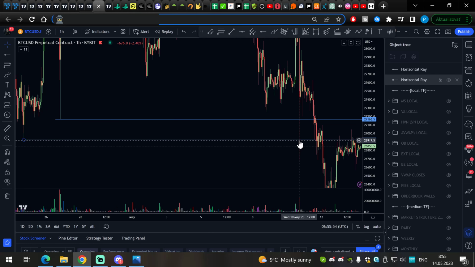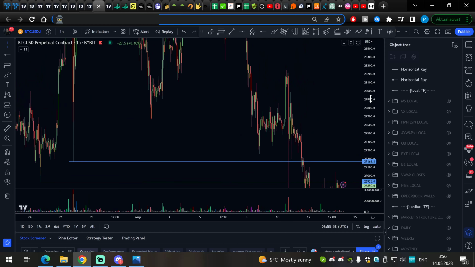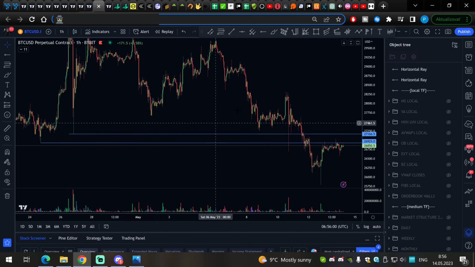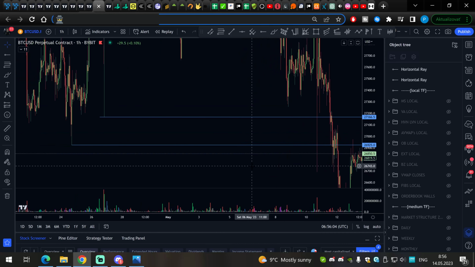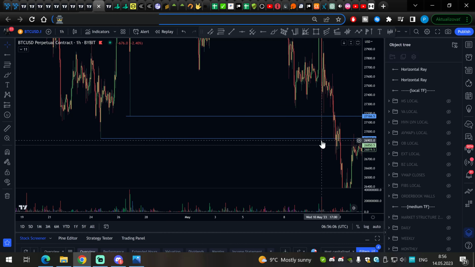So we took out this low with a heavy push on the volume, so a lot of people get forced out. Also buyers from here, yeah, buyers from here. So many longs were stopped out.